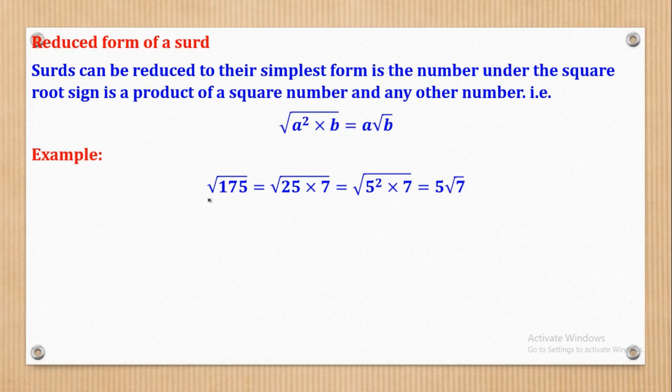For example, if I have square root of 175, 175 is the same as 25 times 7, but 25 is a square number, therefore it is the same as 5 squared, and therefore in the end you come up with 5 root 7.